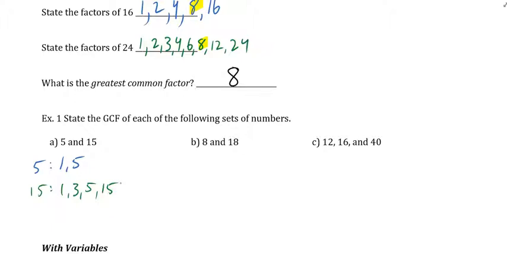So the number itself, you have to consider now. It's obvious, right, that it'll always work. 1 and the number will always work. Okay, and so then what's the GCF? 5, because 5 is in both lists. Okay, try 8 and 18.